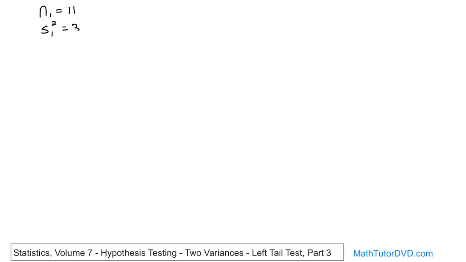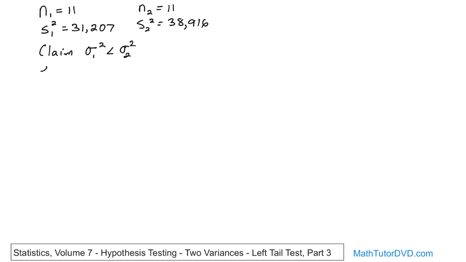that s sub 1 squared is 31,207, right? And then I also give you that n sub 2 is equal to 11. And I give you that s sub 2 squared is 38,916. And then I also give you the claim that sigma 1 squared is less than sigma 2 squared, and I give you the level of significance 0.01.